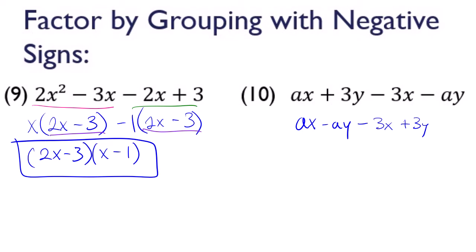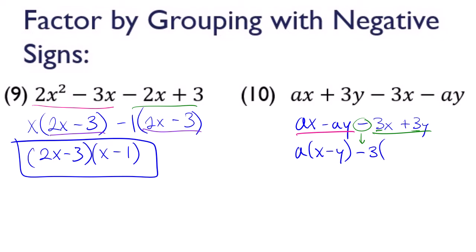All right. So then I'm going to group these first 2 terms together. A is a common factor. So I take out an a. The x minus y is going to stay on the inside. With the second terms, 3 is a common factor. But since it's negative, we're going to factor out a negative. So it's going to be negative 3.